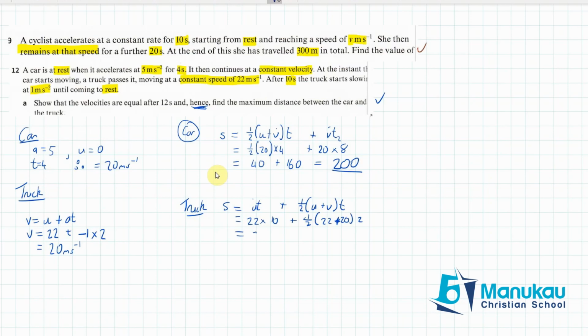Now if we add this up, we get 220, and then we're going to get plus 42, which adds to 262. So the distance between the car and the truck is 62 meters.